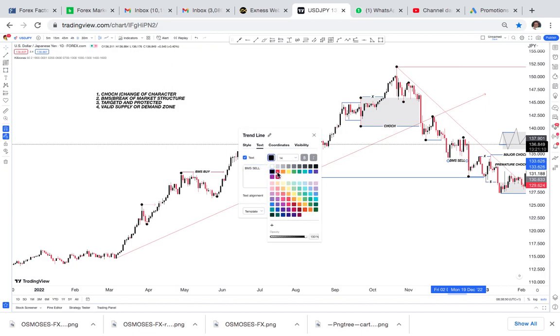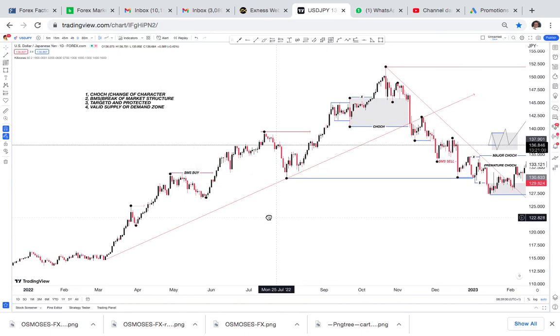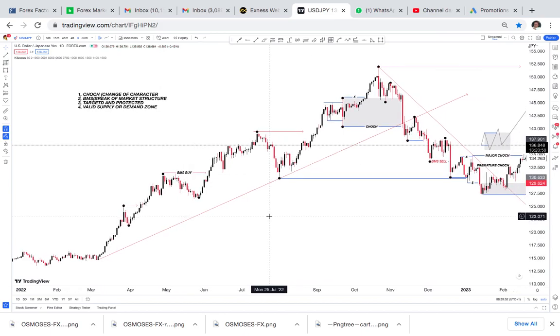Most times I like to use red for BMS sell. So it tells me that, oh, we are selling, BMS sell. So we are selling at this side. We are buying at this side. Okay. So, targeted and protected low.